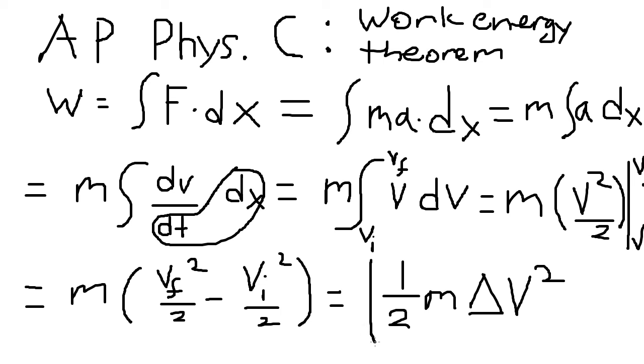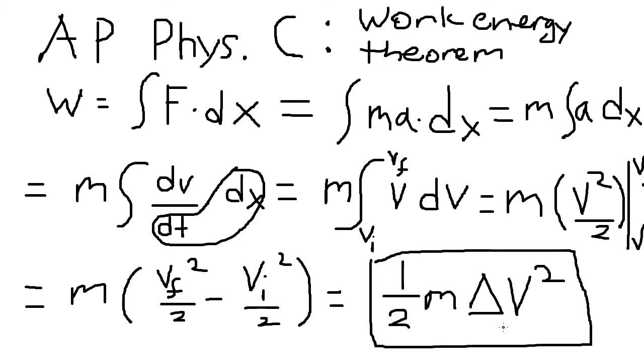And if your initial velocity is 0, and you're only given one velocity, then the change in velocity is just equal to your velocity, and you have 1/2 mv squared. So there you go.